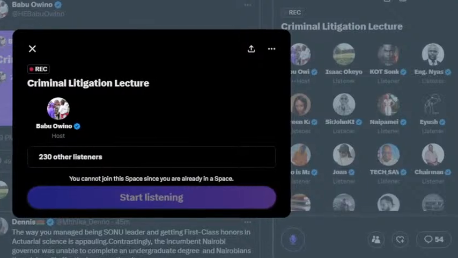Then after the sentencing, now you can choose the appeal process. So the next topic that we are doing is what we call the appeal. These are topics.